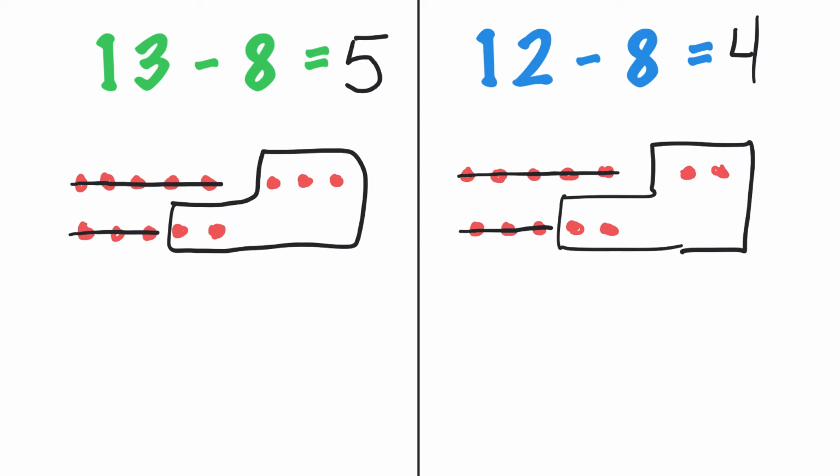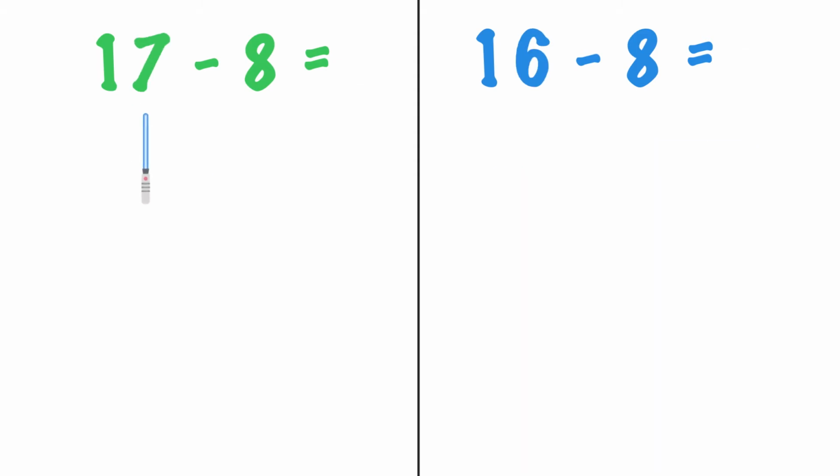All right, go ahead and erase your whiteboard or find a blank spot on your paper. Let's do another one. I will be doing the one in green here on the left, 17 minus 8. I would like you to do the one on the right in blue, 16 minus 8.